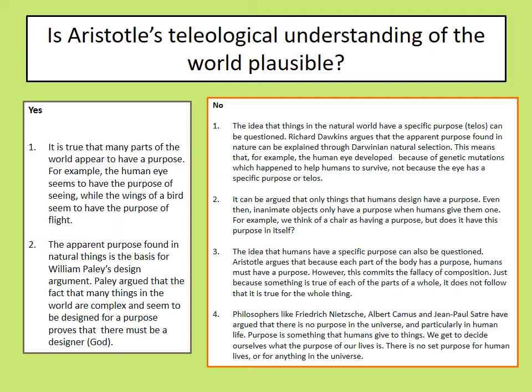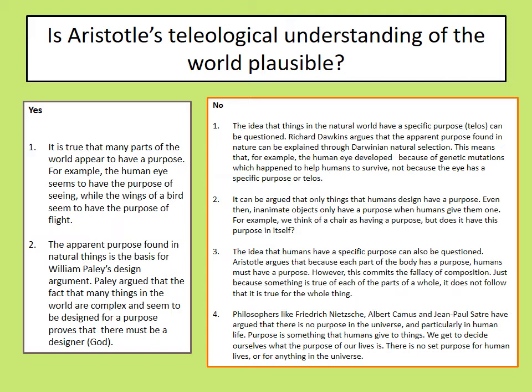Otherwise, we'll see there's some problems with that idea. Secondly, the apparent purpose found in natural things is the basis for William Paley's design argument. Paley argued that the fact that many things in the world are complex and seem to be designed for a purpose proves there must be a designer God.